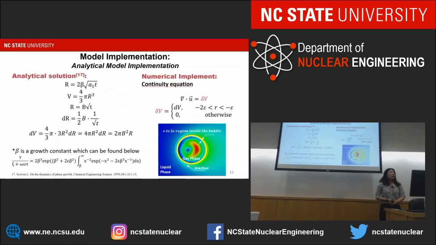In the first step, we use the analytical solution to generate the phase change volume term, and use this term as a source term in the continuity equation. This source term is added inside the bubble, in the yellow region I highlight here. So in this step, we are trying to test the numerical stability of this incompressible solver while adding this source term in the continuity equation.